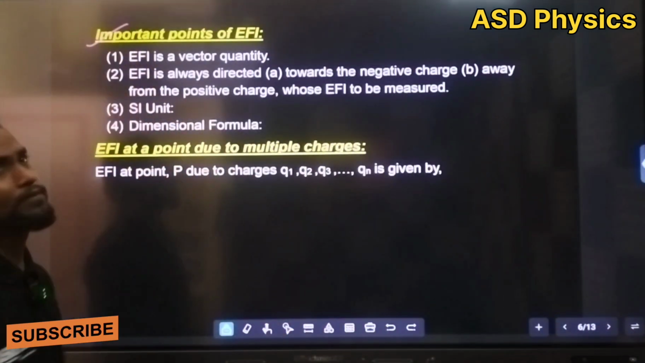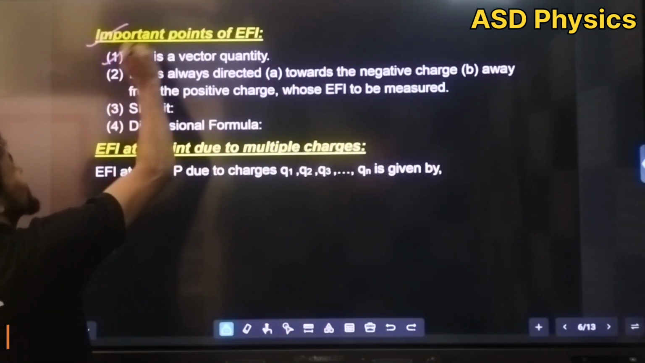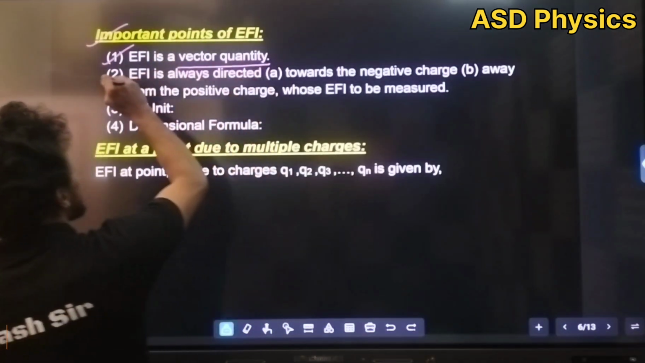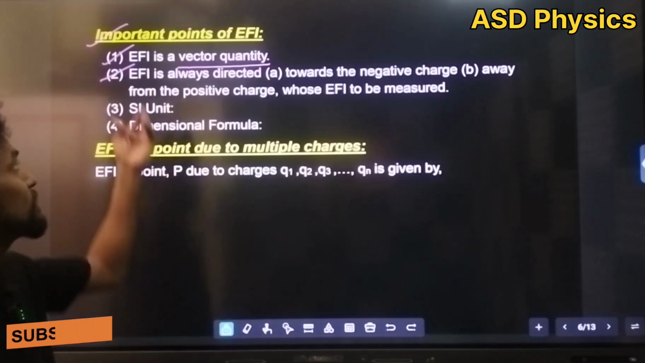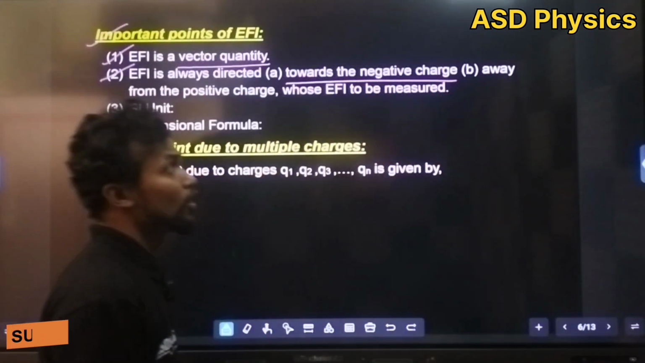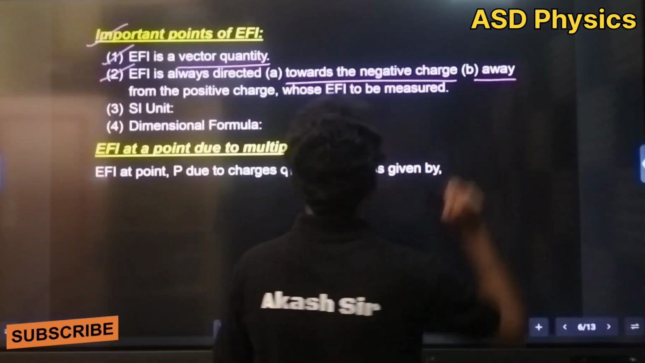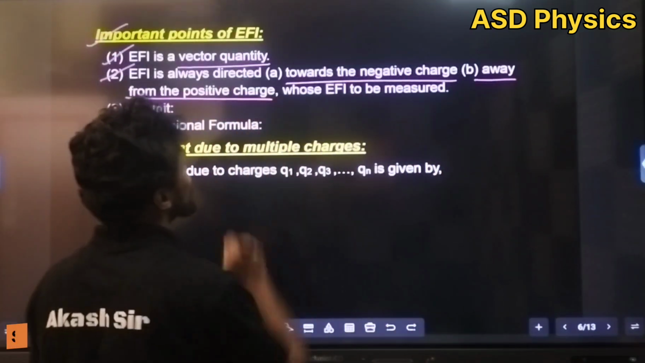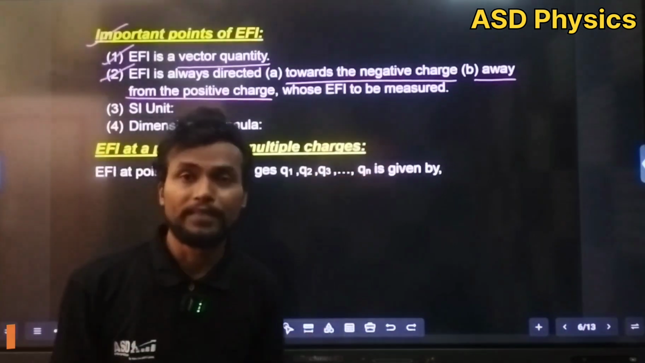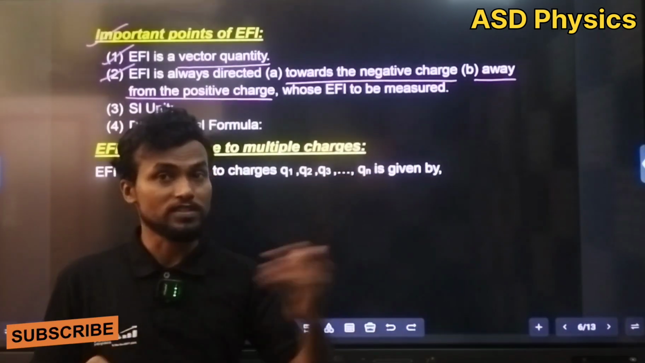Next, important points of the EFLs. First, as we know very well, EFI is which kind of quantity? Vector quantity. The second very important point: EFI is always directed towards the negative charge. In case of a positive charge, it is away from the positive charge. Whose EFI is to be measured? Very simple. If positive charge, electric field lines are away. Negative charge, electric field lines are towards the charge.